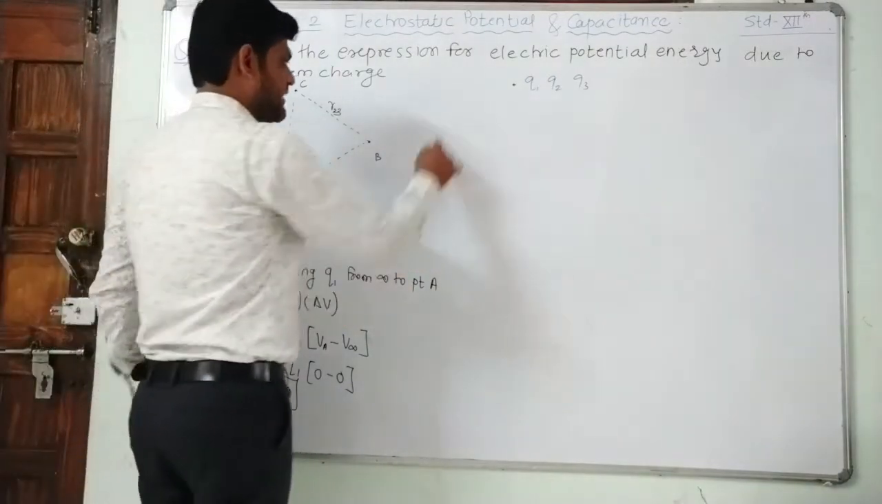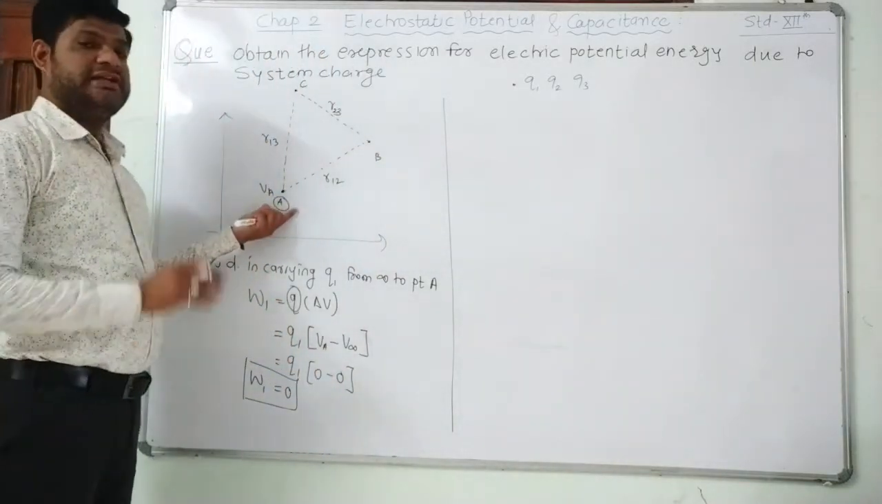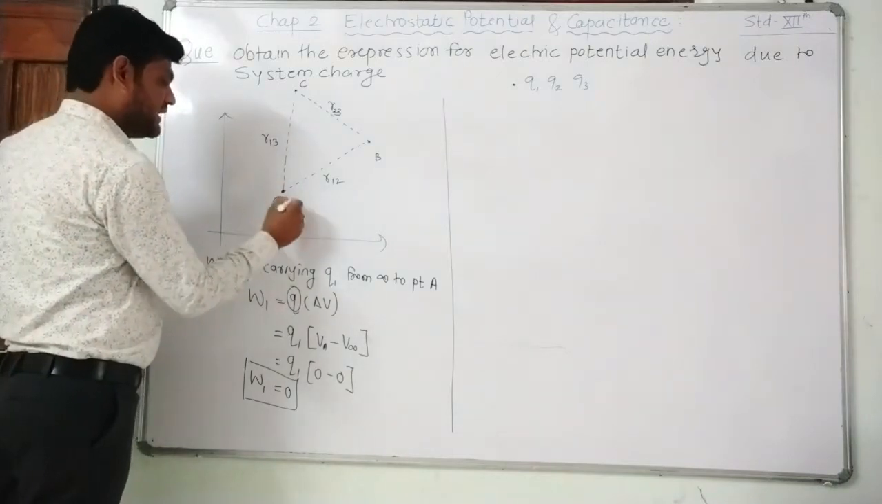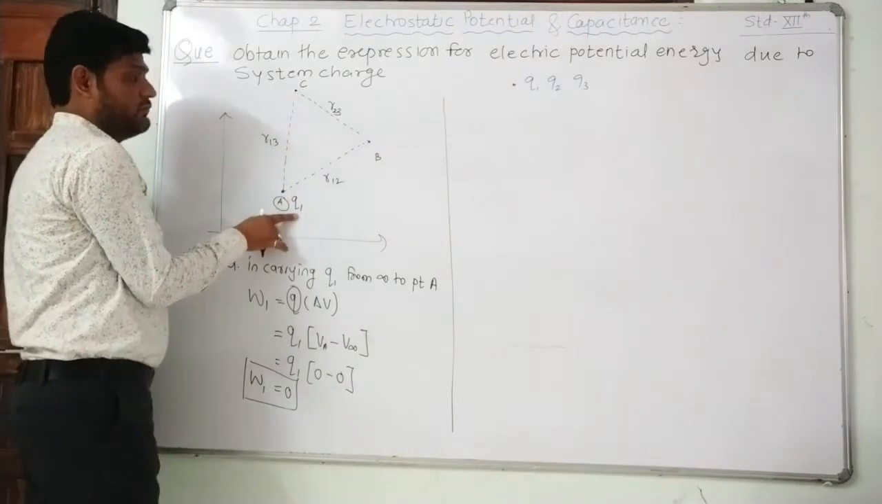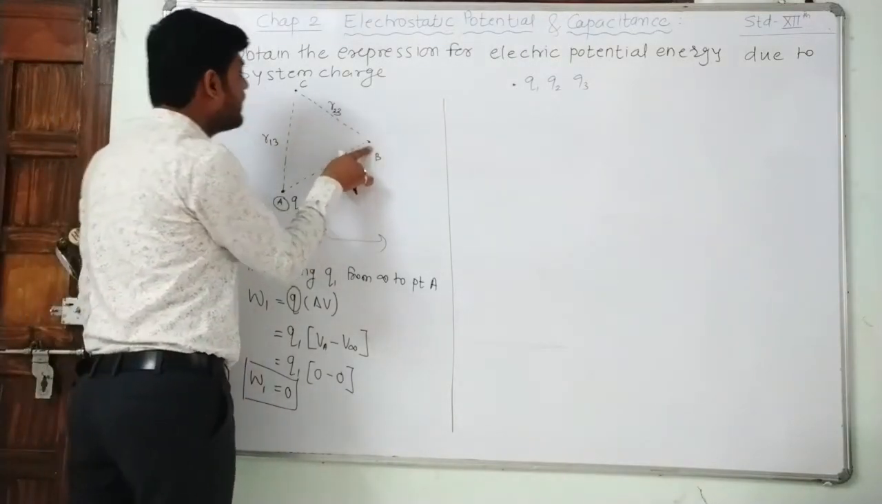Correct? Second step. Right now the charge is present at A point. So which charge is present at A? That is Q1. Q1 is present over here. So due to this Q1 there is the presence of electrostatic potential at point B and at point C.